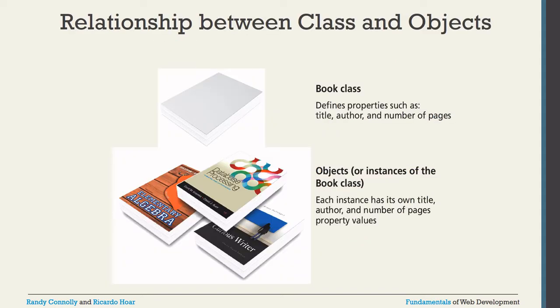Take an example for class and object. Book is one of the classes. There you can define properties like title, authors and number of pages. But coming back to objects, an object is an instance of the Book class, and it has its own title, authors and number of pages, property values, all of these things.